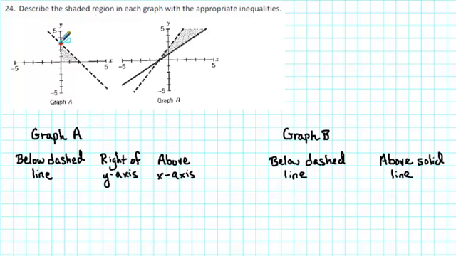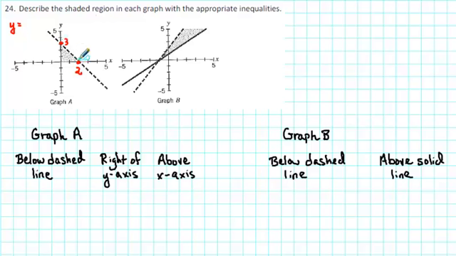The y-intercept is 3. The x-intercept is 2. From the intercepts we can determine the slope, and we know the y-intercept, so we can write the slope-intercept form of the dashed line. Y is equal to the slope.